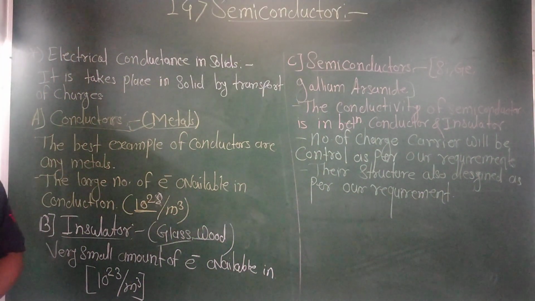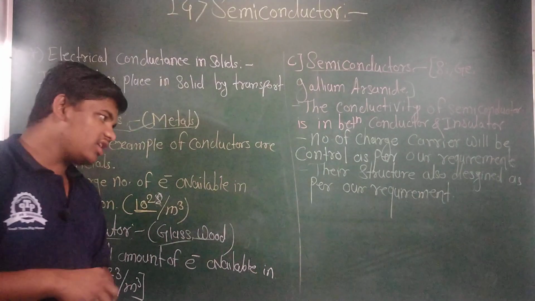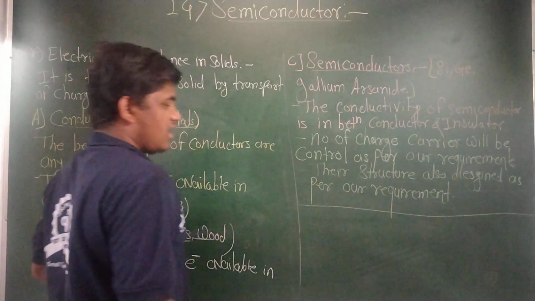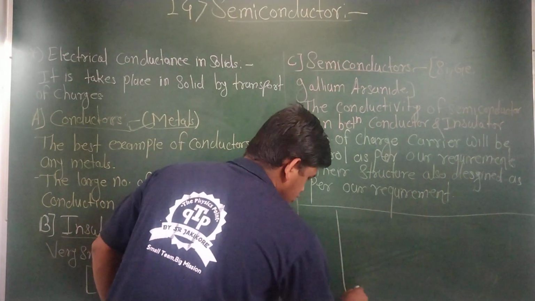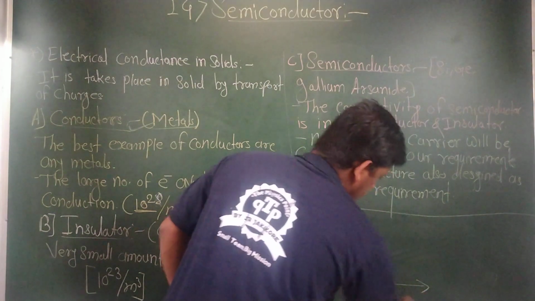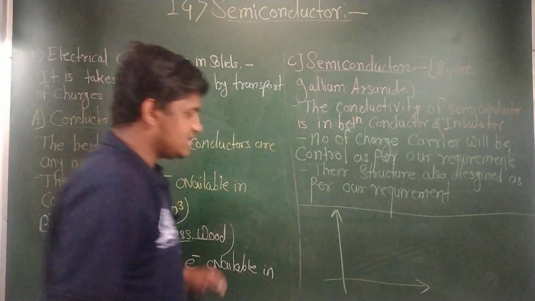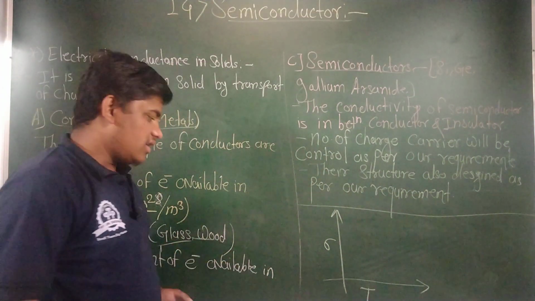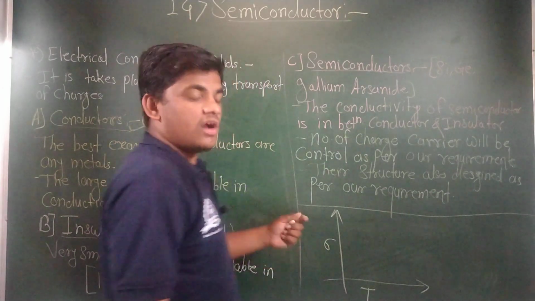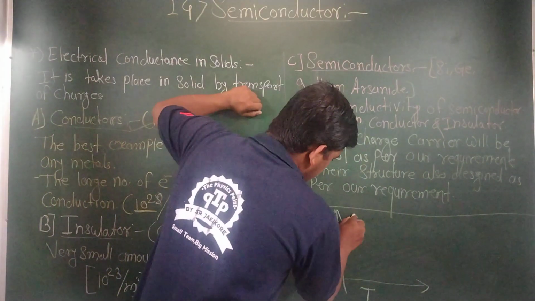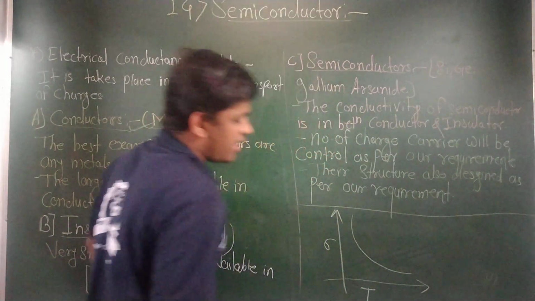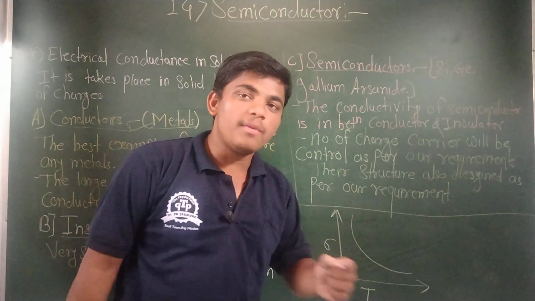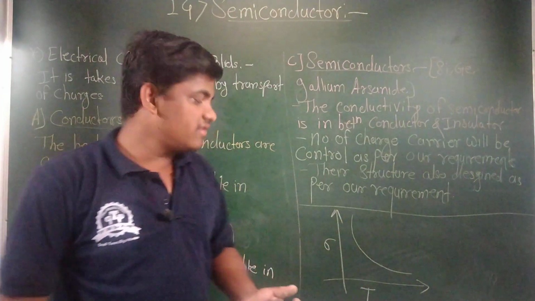In these lectures we will also discuss the graphical representations of the conductivity of metals and semiconductors. I will use the graph board. The x-axis is temperature and the y-axis is conductivity. In the metal, the conductivity decreases when we increase the temperature.